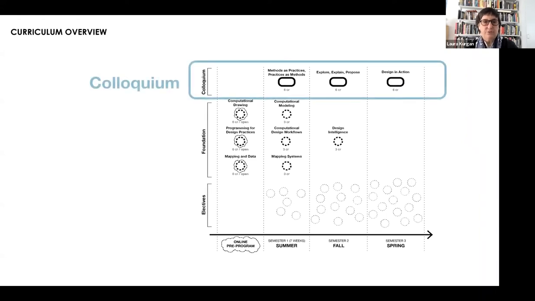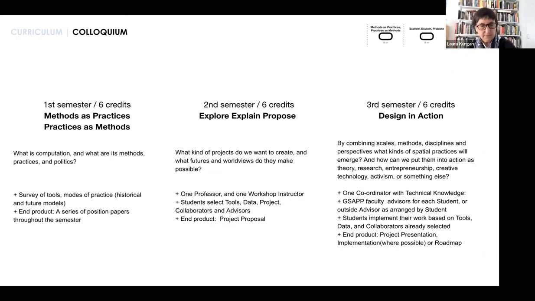We're going to start with the colloquium. Okay, so as I said, 3 classes, 6 credits each. And the program in general is 3 semesters. And in the summer, it's a 7-week, sometimes 6-week, very intensive introduction to methods and practices of computational design, right?